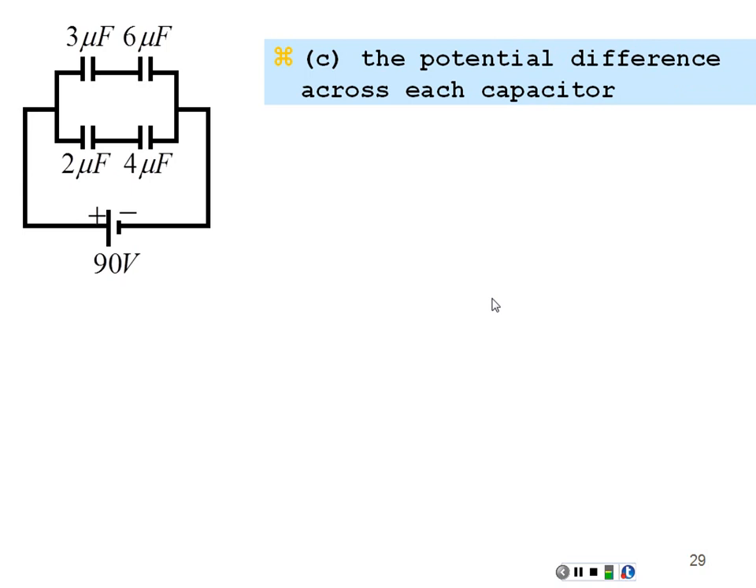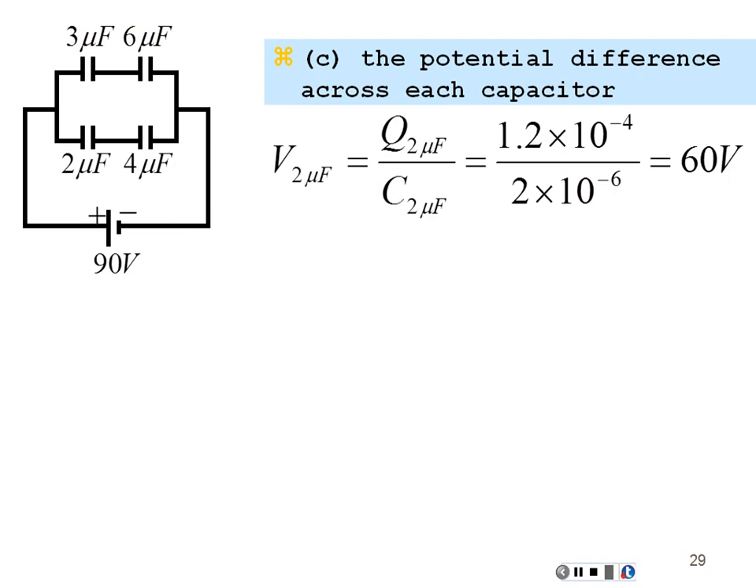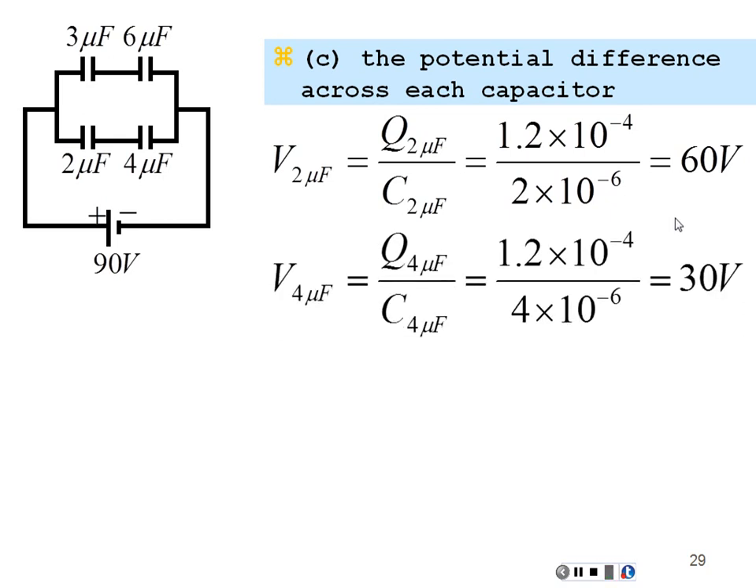Let's find the potential difference across each capacitor. Well, we know Q equals CV, so V should equal Q divided by C. So the voltage on the 2 microfarad will be its charge divided by its capacitance. 1.2 times 10 to the minus 4 coulombs over 2 times 10 to the minus 6 farads will give us 60 volts. For the 4 microfarads, its charge over its capacitance. 1.2 times 10 to the minus 4 over 4 times 10 to the minus 6, 30 volts. So 90 volts is shared, skewed again. 60 volts across the 2 microfarads, 30 volts across the 4 microfarads.